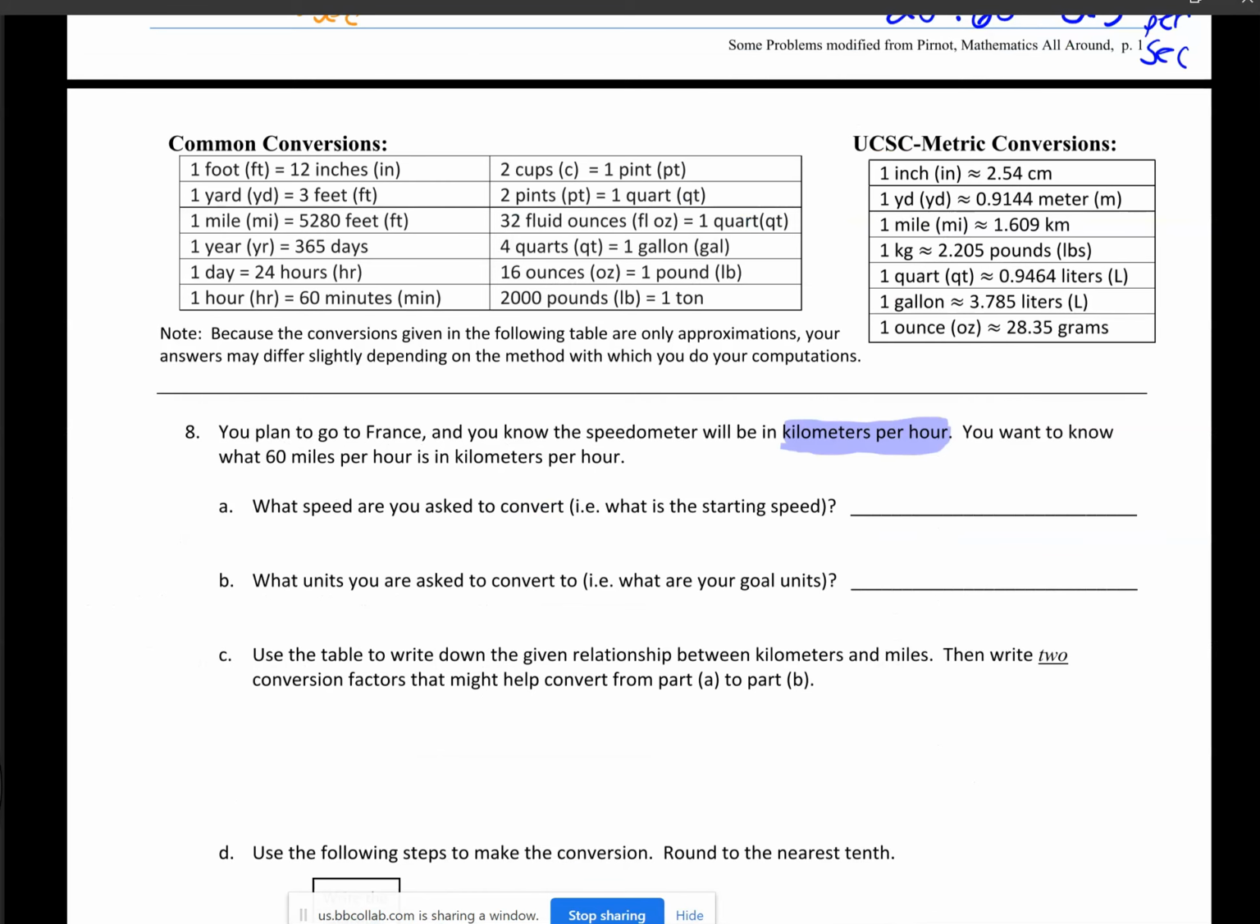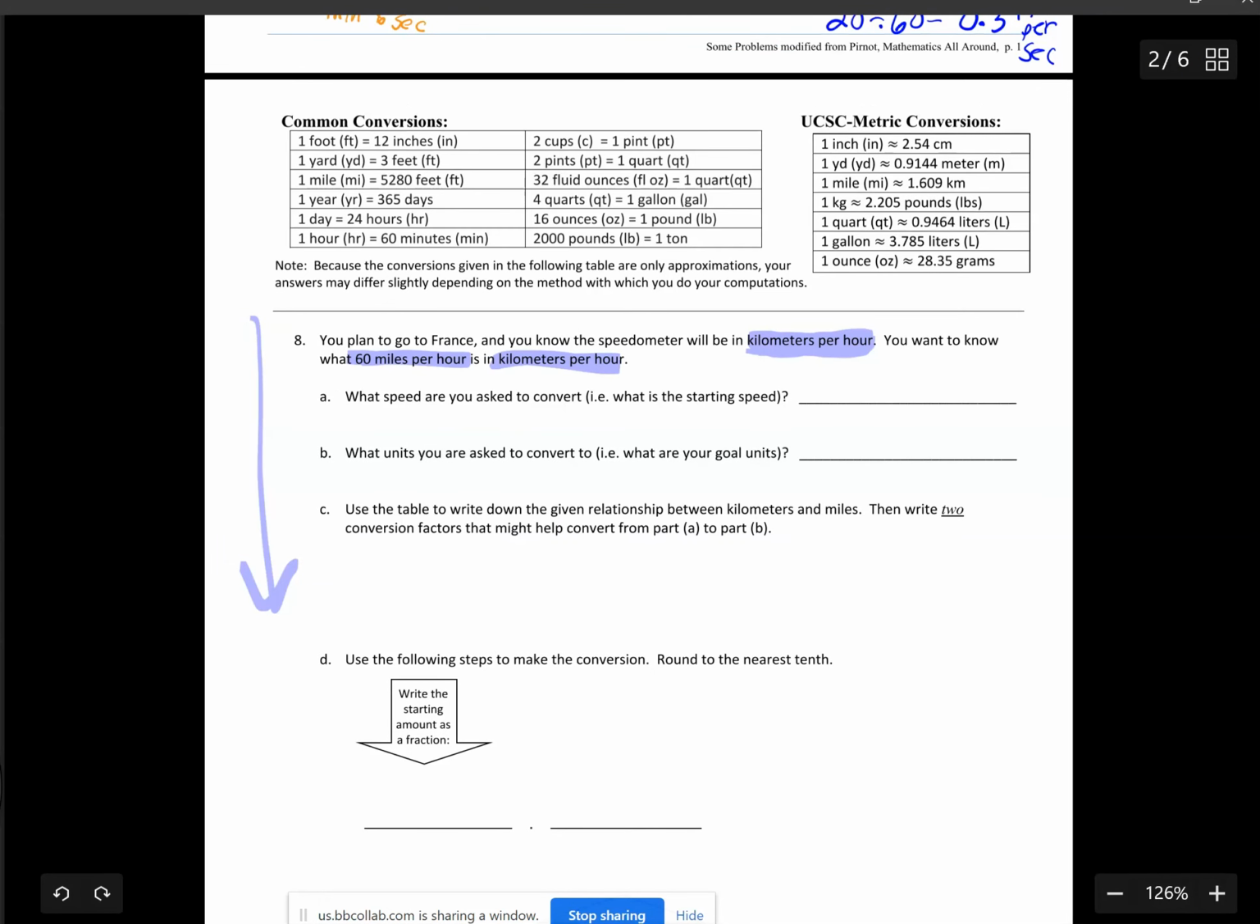So just to recap, we've already done this problem. You go to France, you know the speedometer will be in kilometers per hour. You want to know what 60 miles per hour is in kilometers per hour. We did this one at the beginning of class, so I'll write it up in the notes. We're given 60 miles per hour, which we wrote as 60 miles on top per 1 hour on bottom. We wanted some number of kilometers per hour.